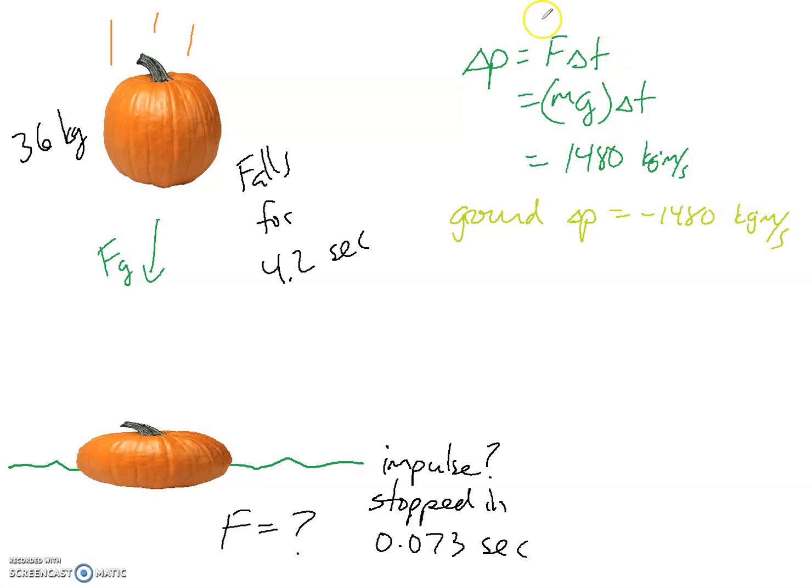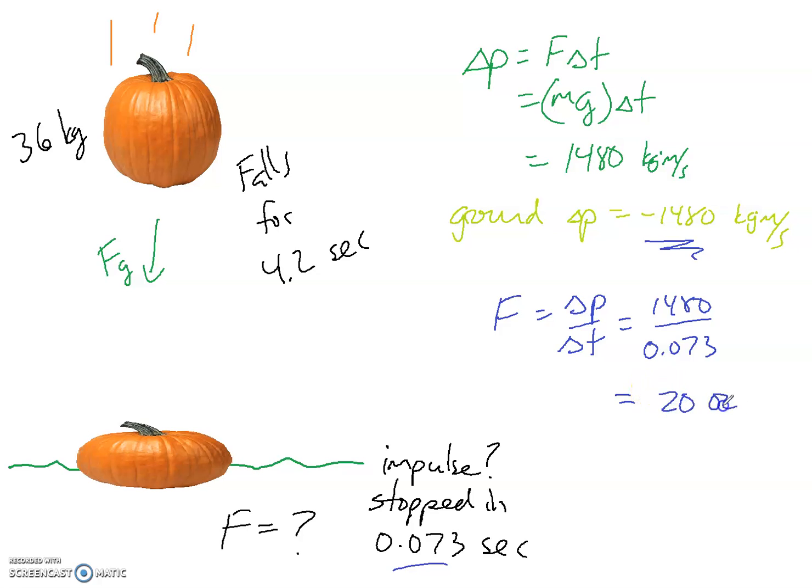Alright, well, to find this, I'm going to actually use the same type of expression as here. If I want to find out force, force is just impulse divided by time. And I know the impulse when it hit the ground, the impulse is 1480, and I gave myself the time, 0.073. So all I have to do is divide those two out, and I can have the force that was used to stop the pumpkin. And so if we calculate that, I'll round off a little bit, we're looking at around 20,000 newtons.